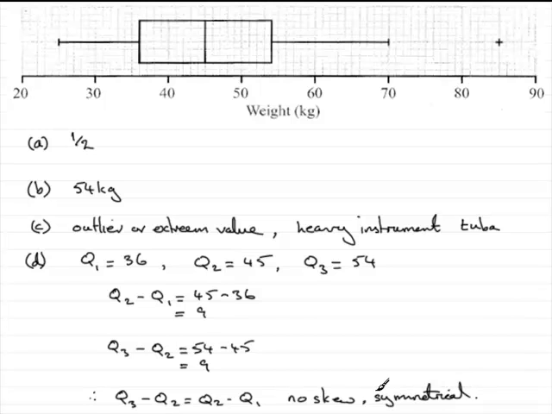Okay, so if Q3 minus Q2, if this width here was larger than this width, then it would have been positively skewed, and similarly if this width, Q2 minus Q1, had been greater than this width, then it would have been negatively skewed. But in our case, they're both equal, so no skew, and so it's symmetrical.